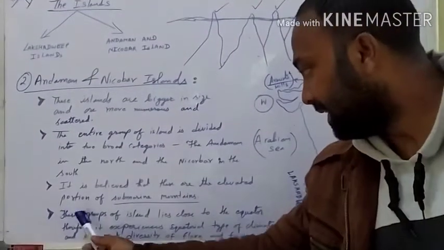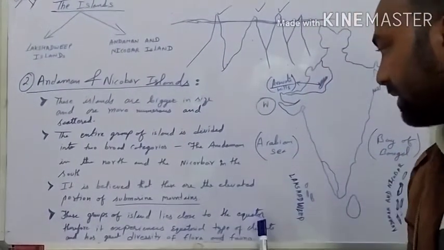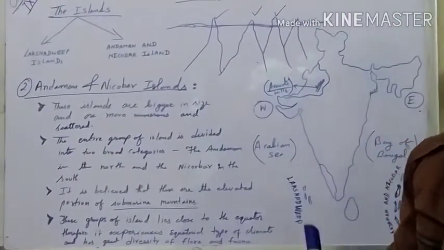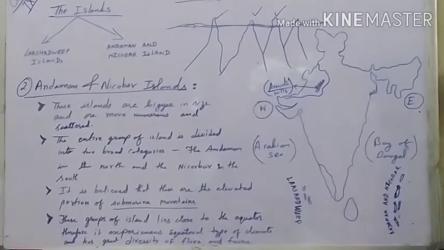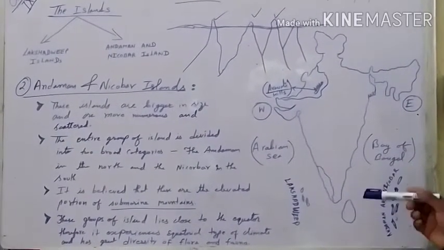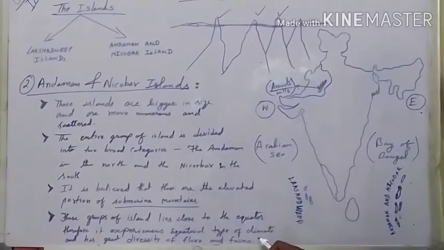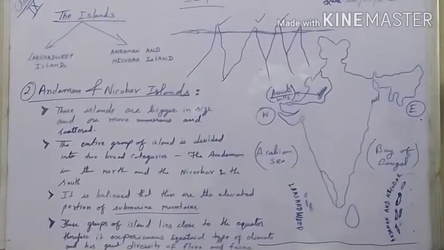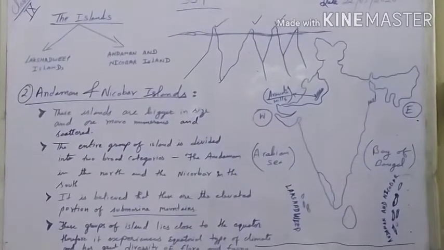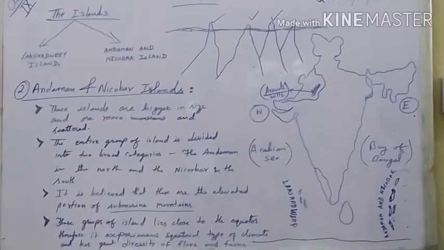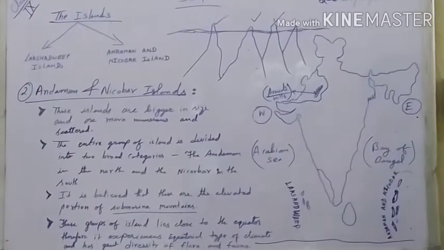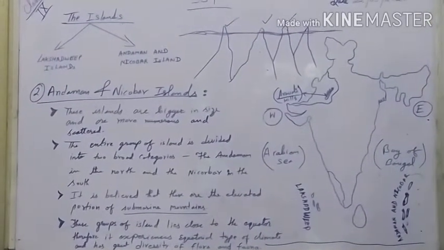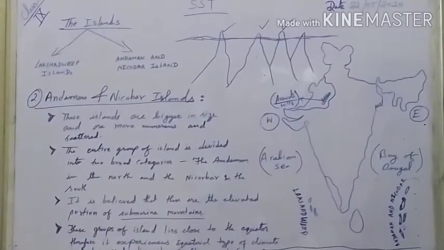Okay, this group of islands lies close to the equator, therefore it experiences equatorial type of climate and has great diversity of flora and fauna. As we know, the equator passes from the south of our country, and the Andaman and Nicobar Island is located closer to the equator. Therefore, it experiences the equatorial type of climate, and you know that a region located closer to the equator also experiences heavy rainfall. So it has very dense and thick forest also.